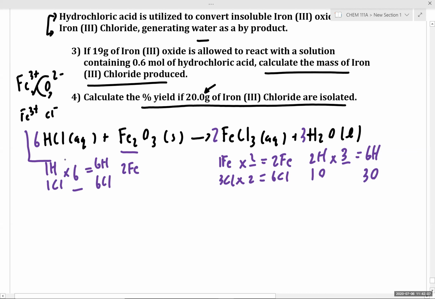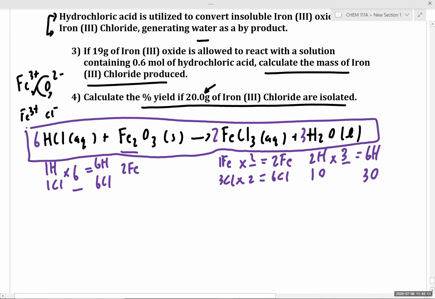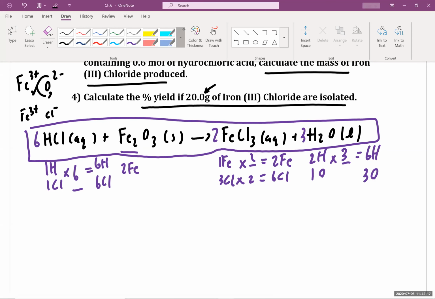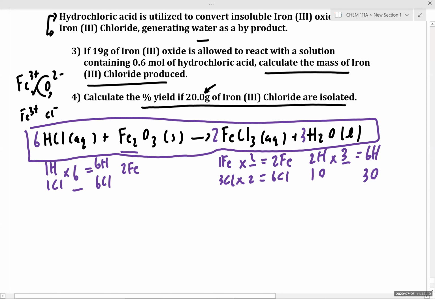So now that we have the balanced chemical equation, let's take about 5 minutes and let's try to calculate the theoretical yield of product for this reaction. And we'll discuss this example in about 4 to 5 minutes.